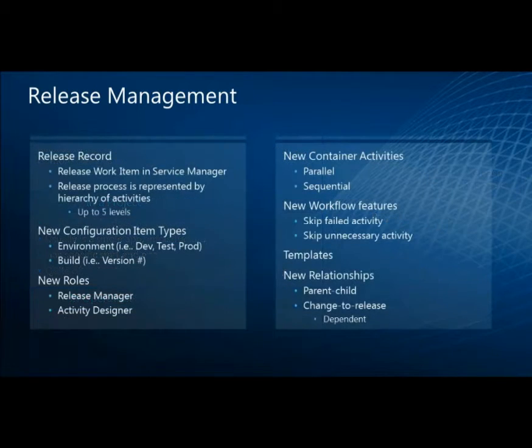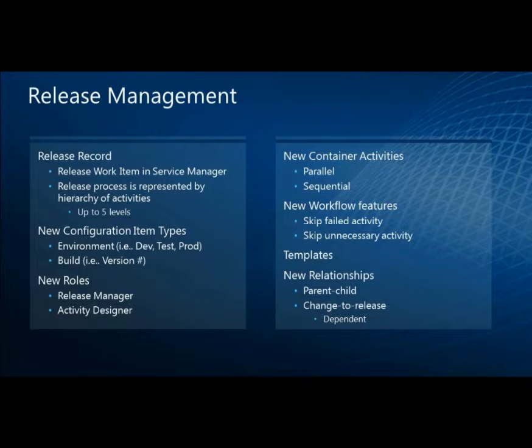So a couple of concepts are added into System Center 2012 as part of introducing release management. We first have a new work item called the release record. This allows us to define our release, and the process is represented by a hierarchy of activities within that release record. We have two new types of configuration items. An environment, where we can identify releases to dev, to test, to production, and a build configuration item type where we can define a build version number, so version 1.0, 1.5, 1.7.